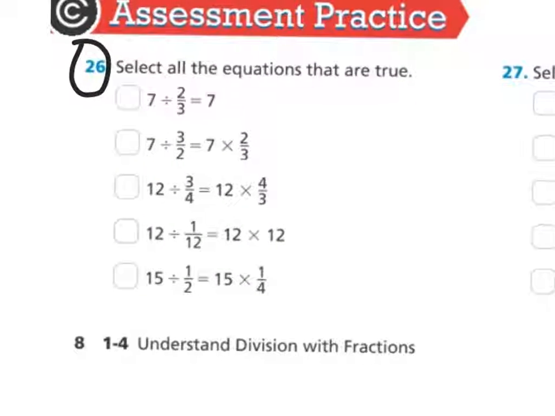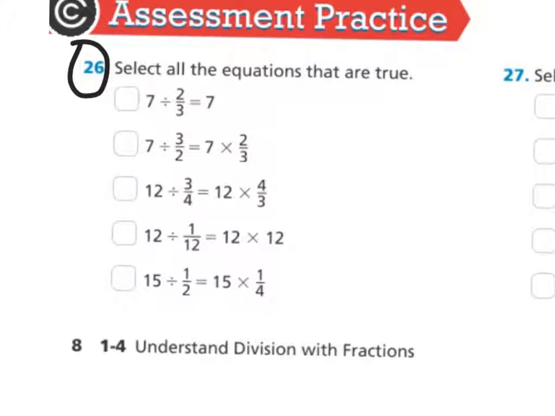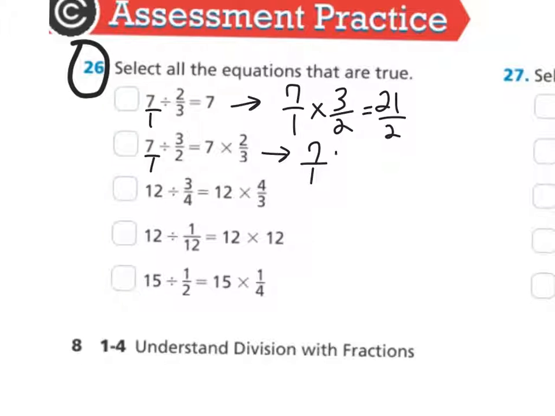Number 26 says select all the equations that are true. This is basically just working out several problems. Okay, so 7 we can put as 7 over 1, keep change reciprocal. We would get 21 halves. Half of 21 is not going to be 7, so I'm not even going to worry about dividing that out. Our second option here, they're actually just asking, is it equal to 7 times 2/3? Well, yeah, we could put it as 7 over 1, and that would work.